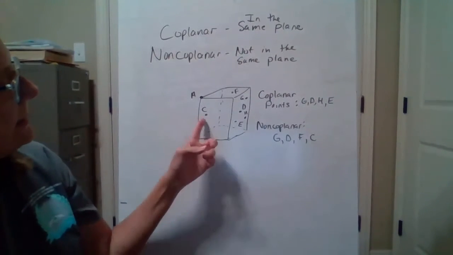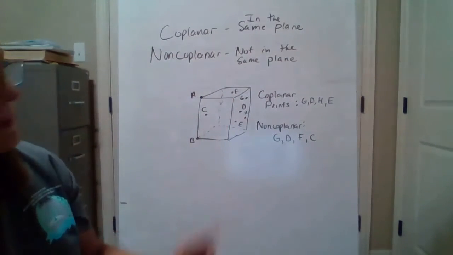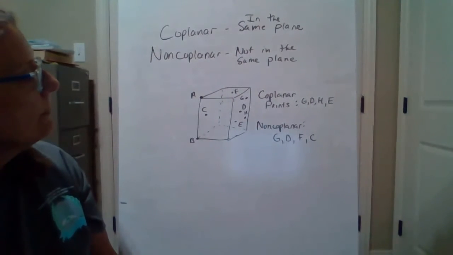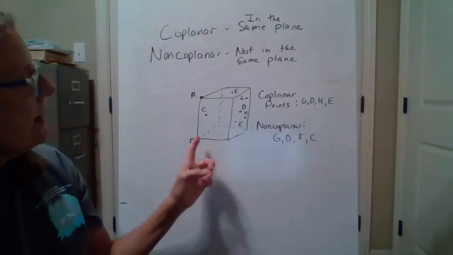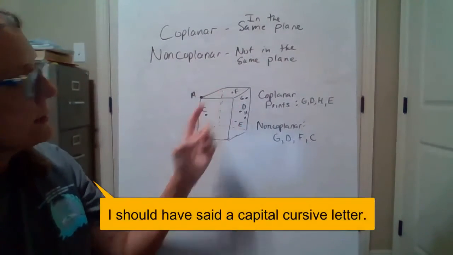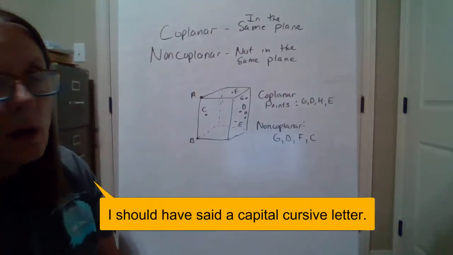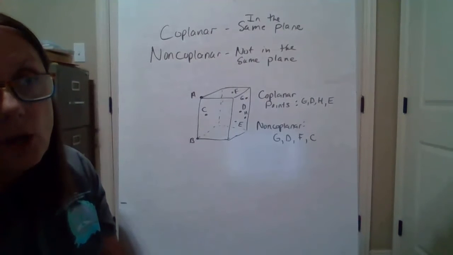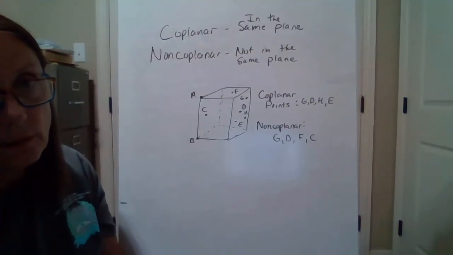Everything that I have here are things that you can see. So for instance, C is lying in this front plane. It's not back here on this plane that you cannot see. I did not name my planes, but I could have named them by putting a small cursive letter in the corner. But you can also name planes using 3 non-collinear points.